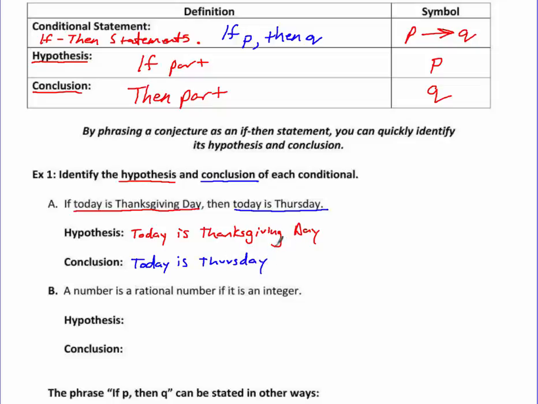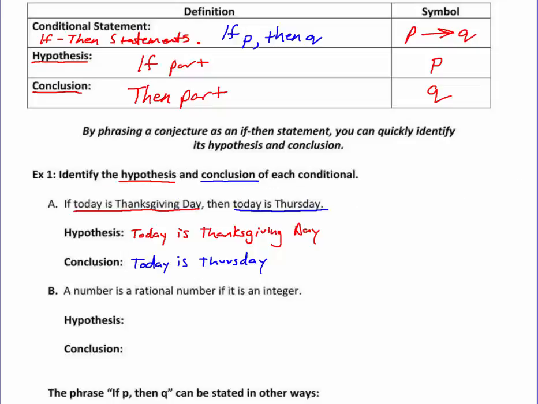So just take a minute and let this sink in, what we're doing here. A conditional statement is a statement that has a hypothesis and a conclusion. The conclusion is dependent on the hypothesis. So when we say if today is Thanksgiving Day, then today is Thursday, the part that today is Thursday depends on it being Thanksgiving Day, because if it wasn't Thanksgiving Day, there's no guarantee it's Thursday. But since Thanksgiving Day always falls on a Thursday, this is a safe bet. If today is Thanksgiving Day, then today is Thursday.